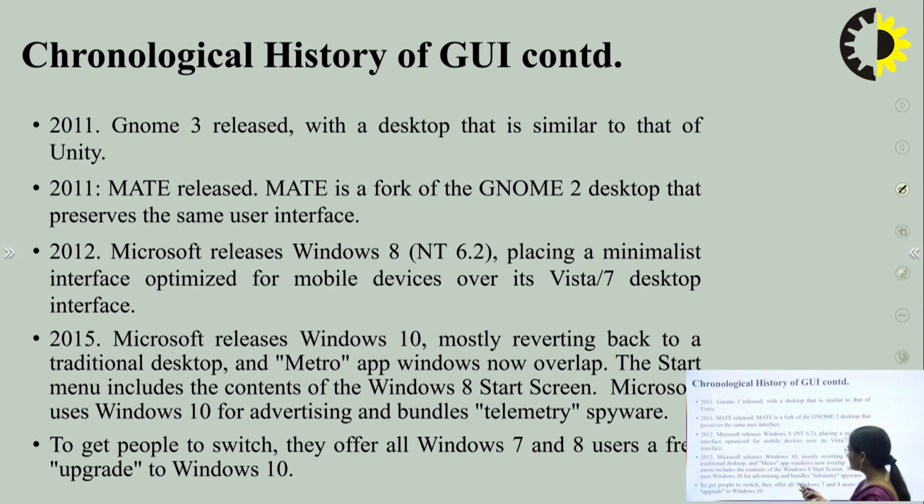Windows 10 was released in 2015, mostly reverting back to a traditional desktop, and Metro app windows now overlap. The start menu includes the content of Windows 8, and Microsoft also uses Windows 10 for advertising and bundles telemetry spyware. To get people to switch, they offer it to all Windows users. That means a user can either use Windows 7 or Windows 8, or upgrade to Windows 10.